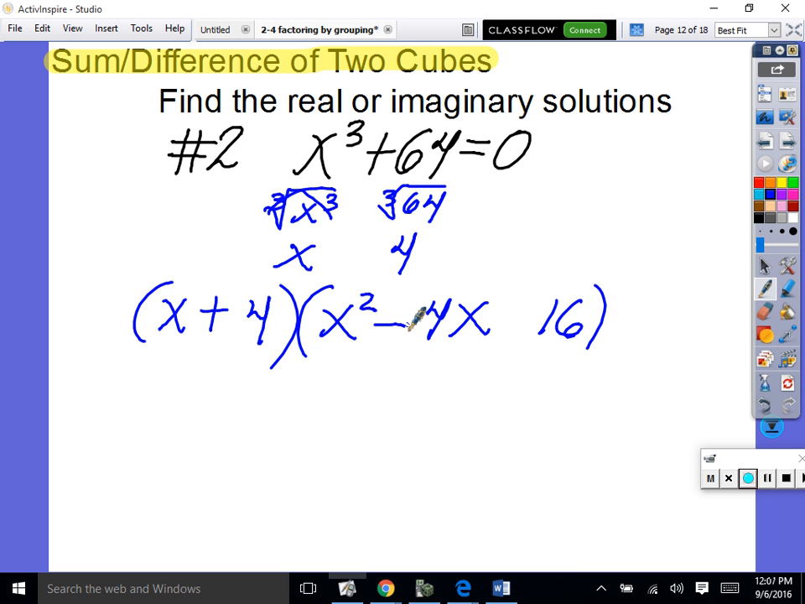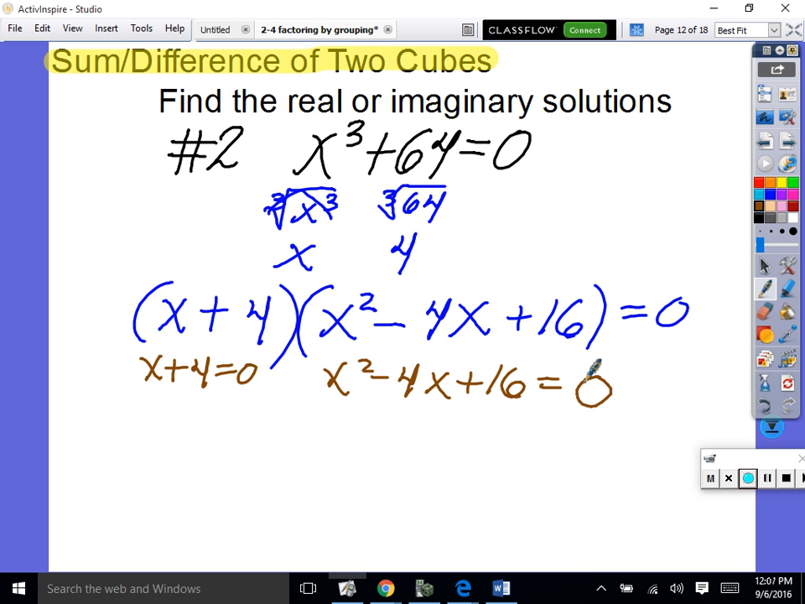This is opposite of that sign, always. This is always plus. Now we say, okay, we factored it. So now we're solving. We said x plus 4 equal to 0, and x squared minus 4x plus 16 equal to 0, and solve for x. So x is equal to -4. There's one of our solutions.